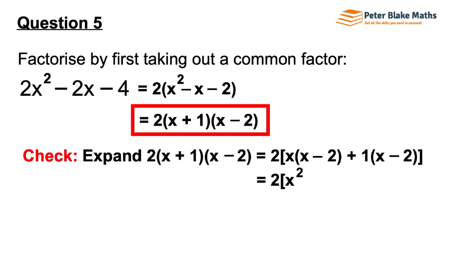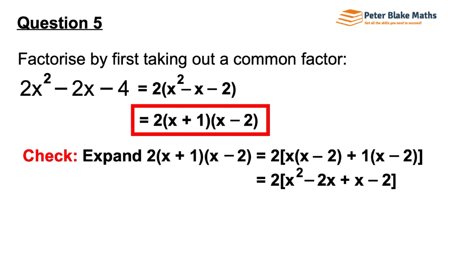As we expand further, we'll have a 2 out the front still. X times x is x squared. X times minus 2 is minus 2x. For the second part of the bracket expansion there, we have plus 1x, which isn't too hard. And 1 times minus 2 is just minus 2.